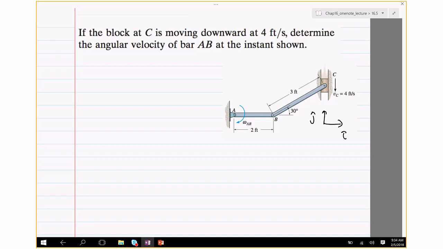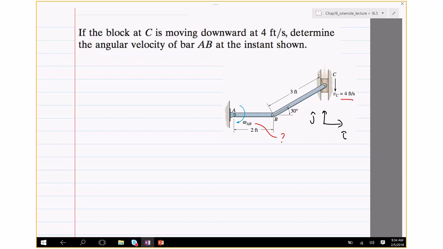Okay, if the block C is moving downwards at 4 feet per second, determine the angular velocity of AB. So that is an unknown. And that's about it. So you're given length and you're given velocity of one single point. Okay, in the interest of time, I'll only be able to solve it using one method, but my notes, I've done it both ways, so I'll post my notes where I do it both ways, but I'll solve it using the vector method, okay? And then you can try to do it the other way, the scalar method.